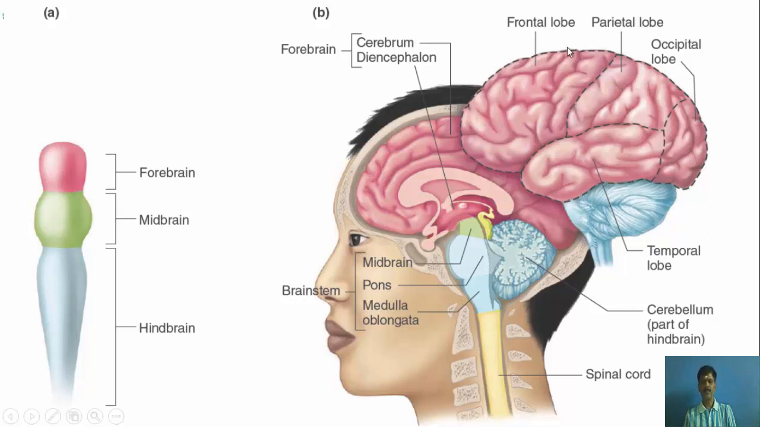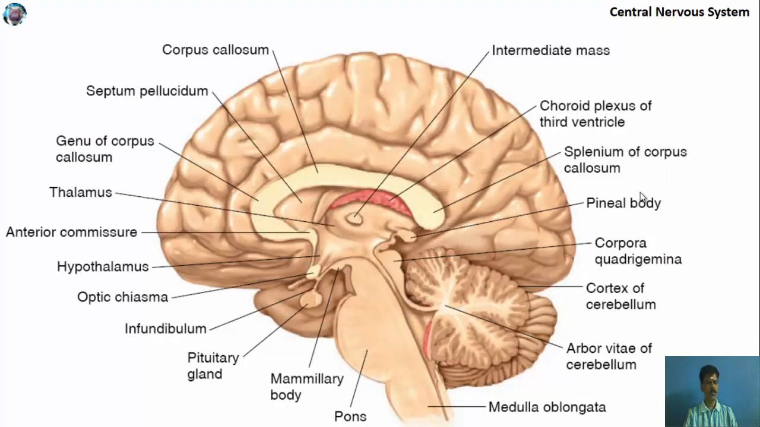And then the cerebrum is made up of four lobes. One is known as the frontal lobe, another is the parietal lobe, the occipital lobe, and the temporal lobe. So there are four lobes present in the cerebrum.